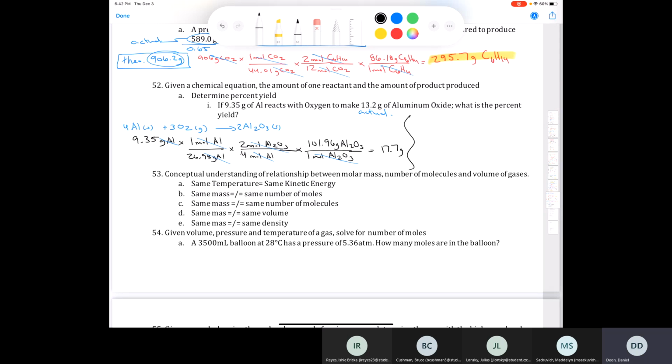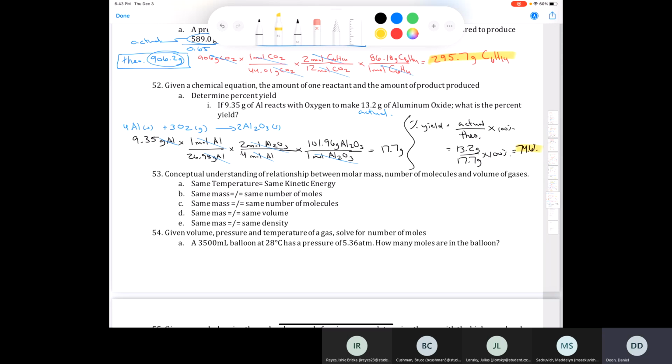So now if I want to determine my percent yield, it's going to be actual over theoretical multiplied by 100%. My actual is 13.2. That's what I got. My theoretical was 17.7, and I multiply that by 100%. When you do that, you end up with 74.6%.